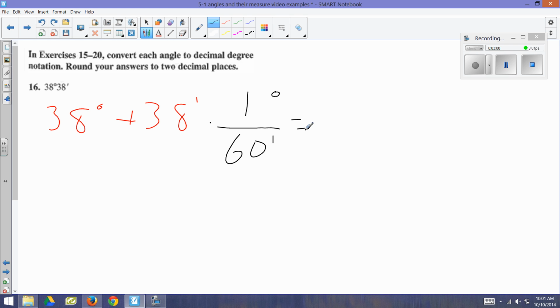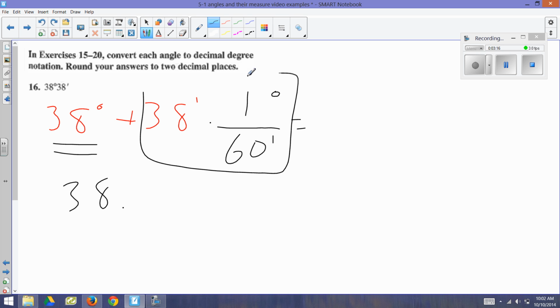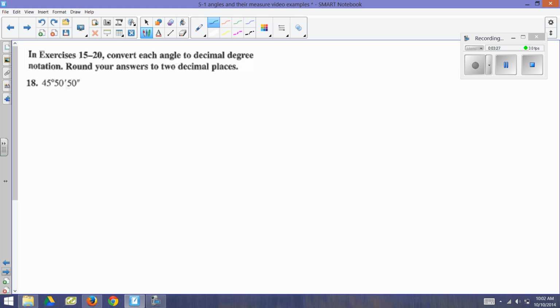So then you would put it in your calculator, 38 divided by 60. And it said round to 2 decimal places. So I have 38 degrees from this point. And if I put that in my calculator, I get 0.63333 repeating. So there it is in degree notation. You need your calculator for this one.